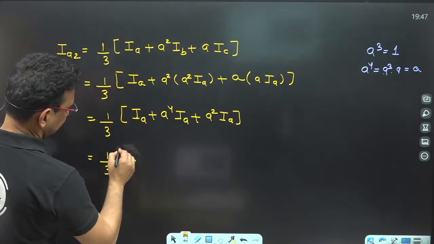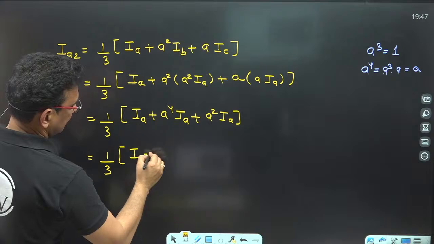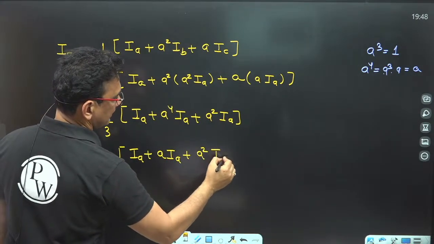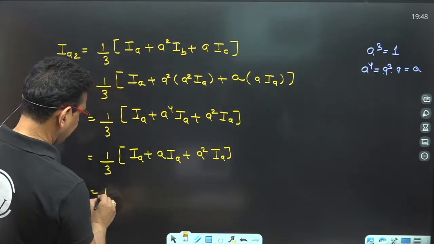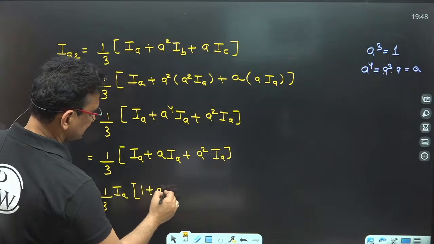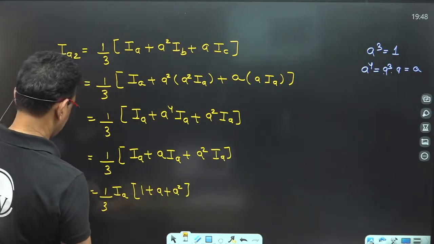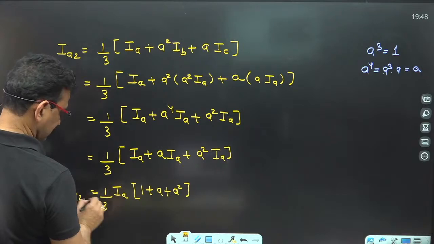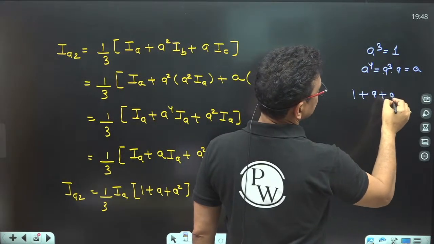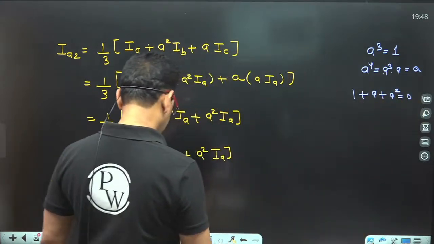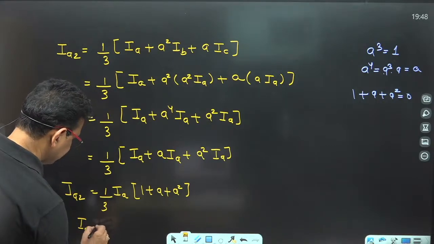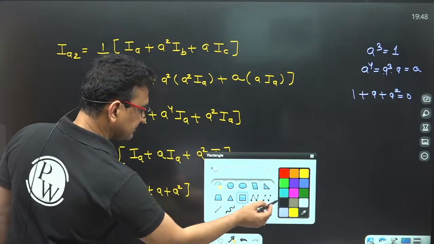1 upon 3 into IA, now it becomes A IA, A square IA. If I take IA as a common term, so 1 plus A plus A square. Now we all know, in case of A operator, 1 plus A plus A square is nothing but it is equivalent to 0. So this is 0 only. So IA2 also becomes 0.